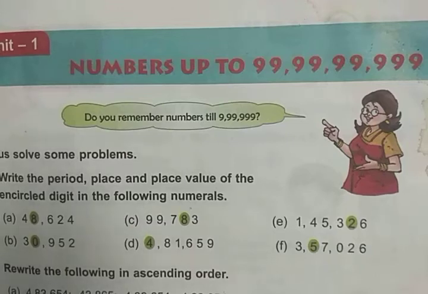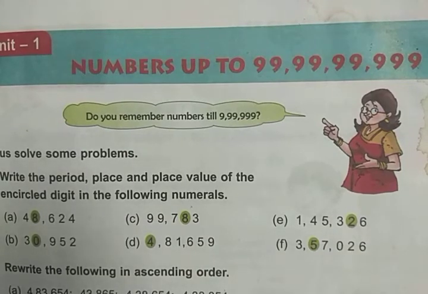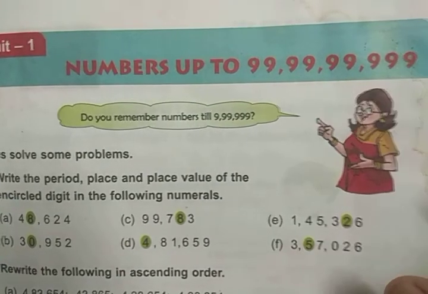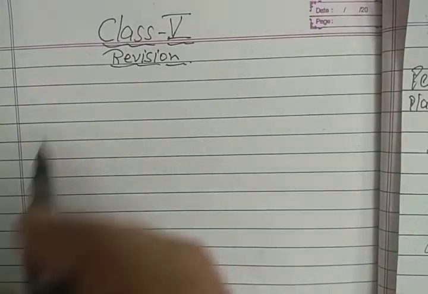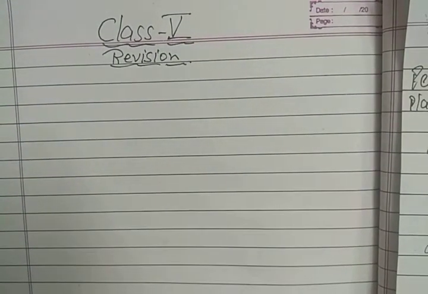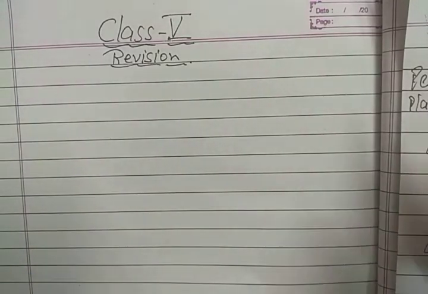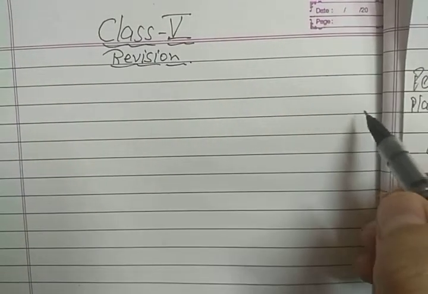Hello students, today we will start the first unit of maths, that is numbers up to 99 crore, 99 lakh, 99,999. And in this unit we have learned how to read and write the 9-digit numbers. So for that, first of all we will revise the place and the periods of 9-digit numbers.